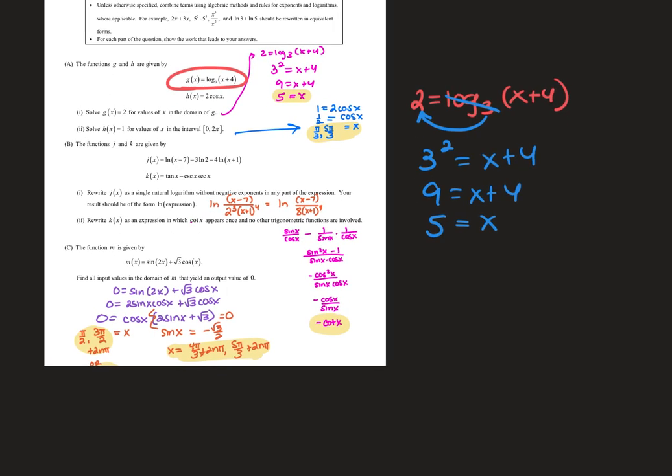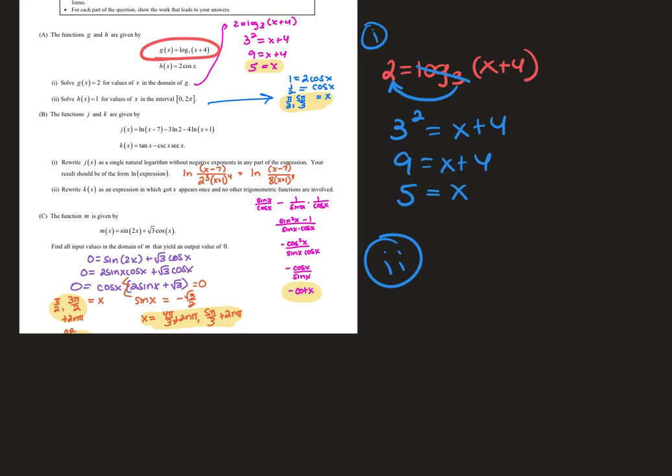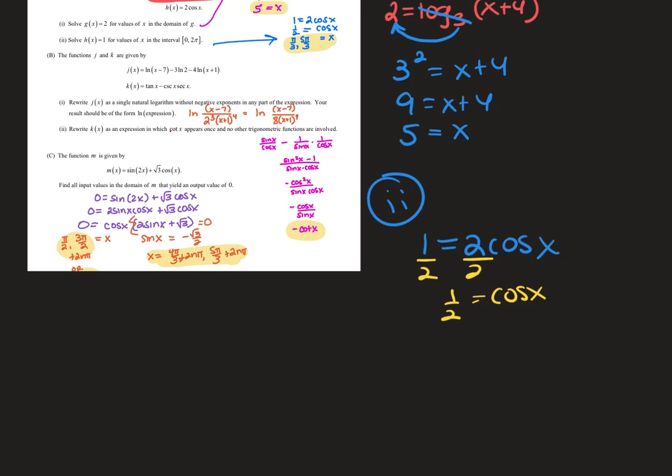Then it says h of x equals 1. So now 1 equals my h of x, 2 cosine x. Now I'm in trig, so I want to divide by 2. I get cosine of x equals 1/2. It's on the interval, the whole unit circle, so I don't have to worry about adding my interval. Where's cosine 1/2? That happens at your over 3s, right? And they're positive in the first quadrant, pi over 3, and the last quadrant, 5 pi over 3.